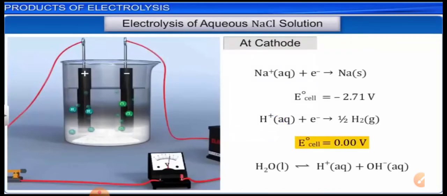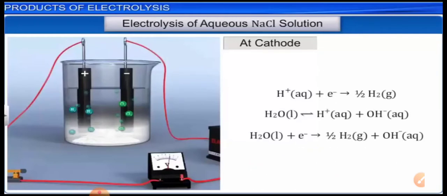The E0 cell value suggests that hydrogen has a larger value, and so the reduction of hydrogen is favorable as we are comparing with the sodium ion. Is that clear? Okay, now the overall reaction will be from the water, because we know that the component is water. Water is the main component responsible for the generation of the H plus ion, and so in our final equation we should compulsorily mention the water in the reaction.